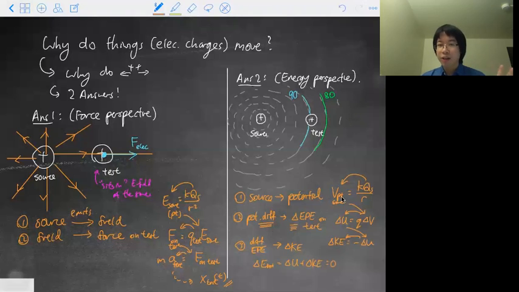So a source creates a potential and a potential field. When there is a potential difference, it will create a potential energy difference. Potential energy difference will affect kinetic energy. So it'll make this move, okay? So that's the perspective. We'll explore these a little bit deeper. So we have answered basically how non-contact force works.